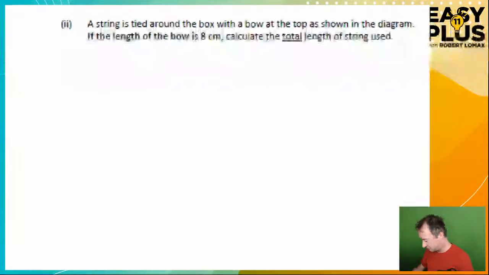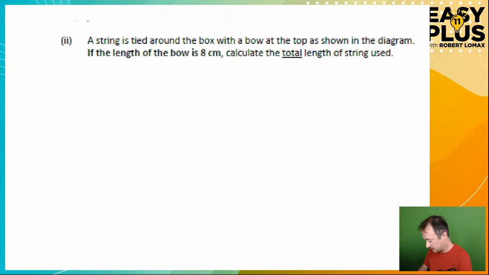Right, and now we got the string question here. Someone actually got in touch with me the other week because they couldn't really understand this one. So this is probably worth taking the time to explain. So a string is tied around the box, and it's got a bow at the top, and the length of the bow is 8 centimeters, and we need the total length of string used.